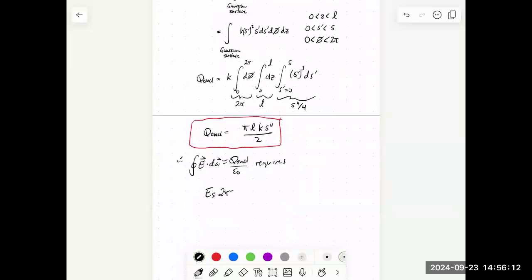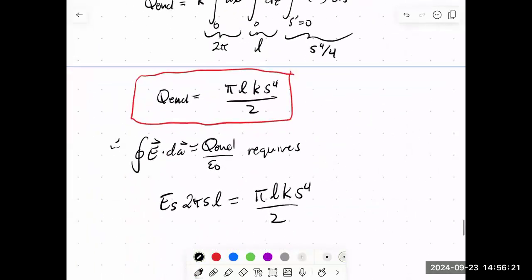E times 2 pi S L is equal to pi L K S to the fourth divided by 2. And let's see what happens. One thing you might have wondered is I drew that red cylindrical Gaussian surface, and I picked an arbitrary length. If I chose a longer length, I would have more enclosed charge, but I would also have more flux through that surface. And as you can see here, the length cancels. And so it's completely arbitrary. You can pick whatever length you want. It's not going to change the results.